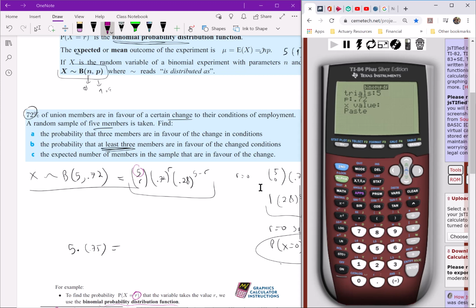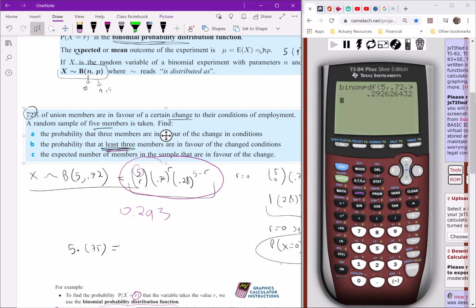The x value we're interested in is exactly 3 members. So we're going to put a 3 there, and then we're going to paste this in, and you're going to get 0.293, right? So 29% chance that happens. That's also what you would get if you did this. And if you want me to check that, I can do it at some point and send you a video or something.